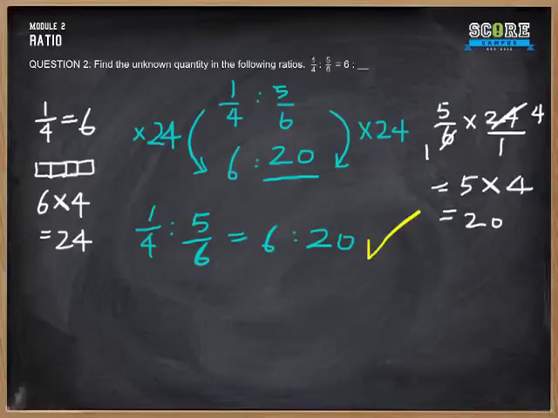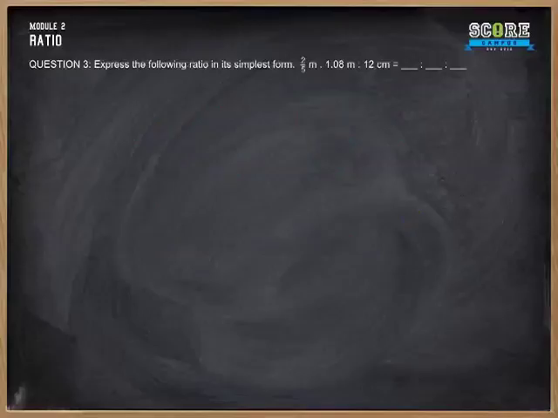Well done. Question 3, students, express the following ratio in its simplest form. 2/5 of a meter is to 1.08 meters is to 12 cm. Now we've got to find the ratio for this in the simplest form. Remember that ratios in their simplest form must be in whole numbers and have no units. So let's set this one up.